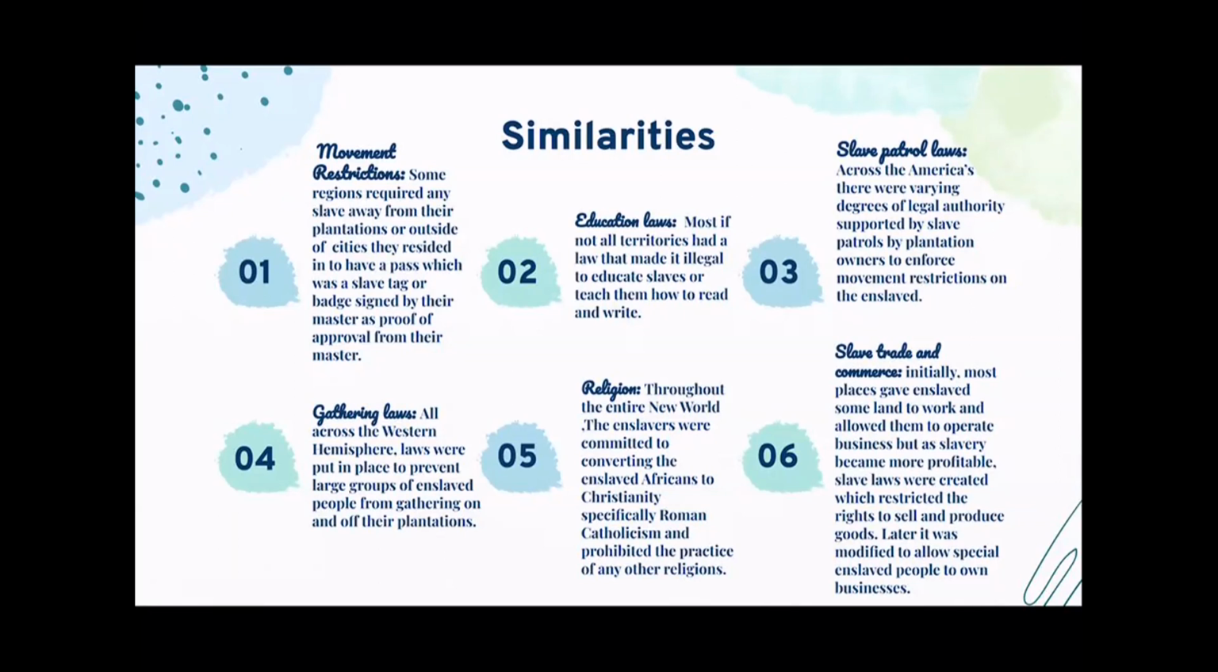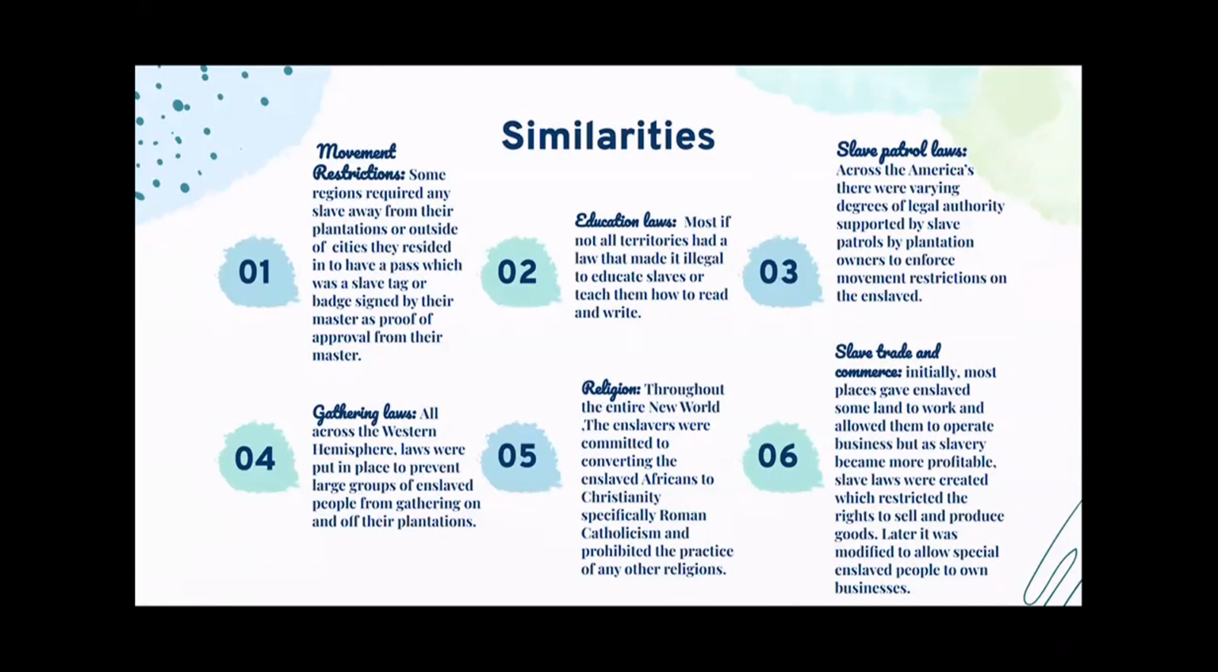Five, religion. Throughout the entire New World, the enslavers were committed to converting the enslaved Africans to Christianity, specifically Roman Catholicism, and prohibited the practice of any other religion.